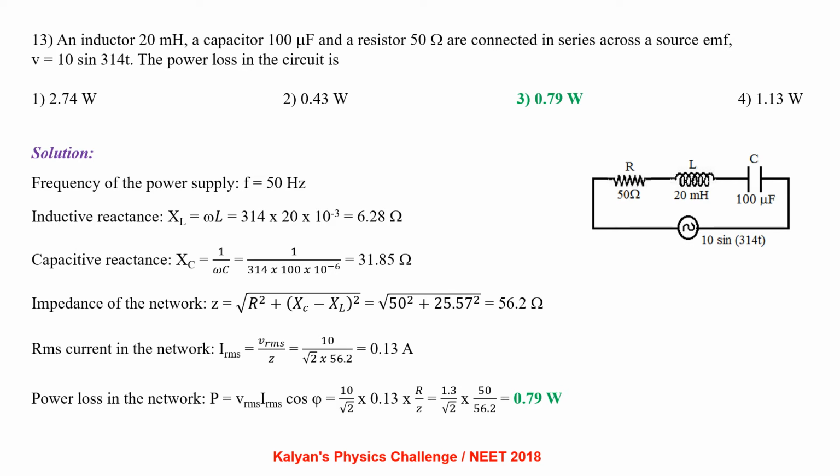Now the RMS current flowing in the network IRMS equal to VRMS by Z, that is 10 by root 2 is the RMS voltage divided by 56.2, which comes out to be 0.13 ampere. Now the power loss taking place in the circuit P equal to VRMS into IRMS into cos phi. Upon simplification, it comes out to be 0.79 watt.